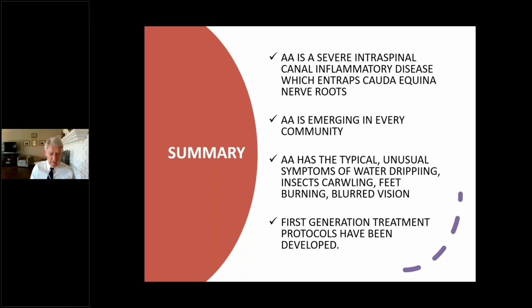Adhesive arachnoiditis has a very typical, unusual bit of symptoms that should be known to every medical practitioner. Water dripping on the feet, bugs crawling, burning feet, blurred vision. I can't think of anything else that gives you this profile except either the cauda equina inflammatory syndrome or adhesive arachnoiditis. And lastly, we're developing some treatments.